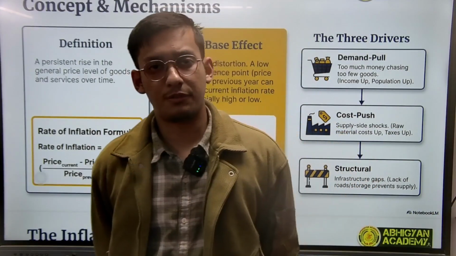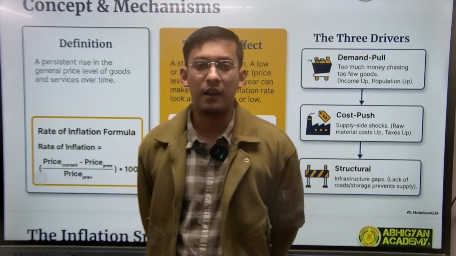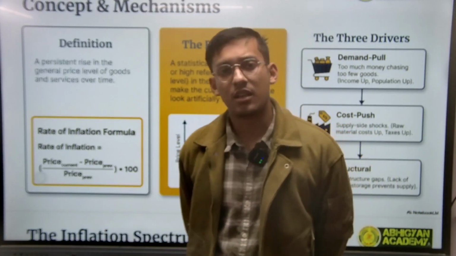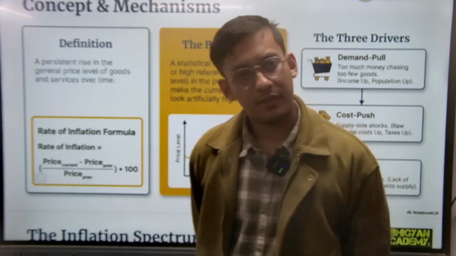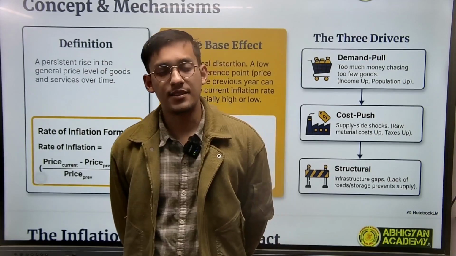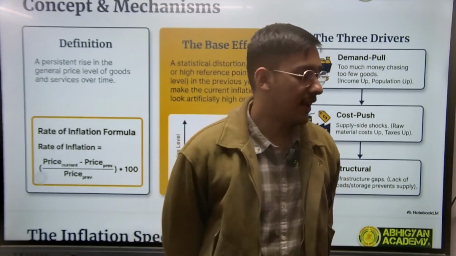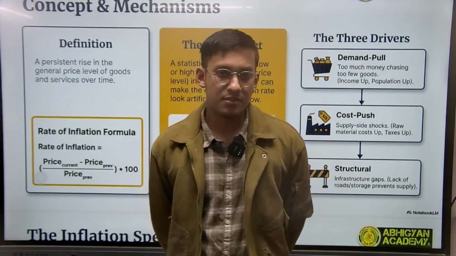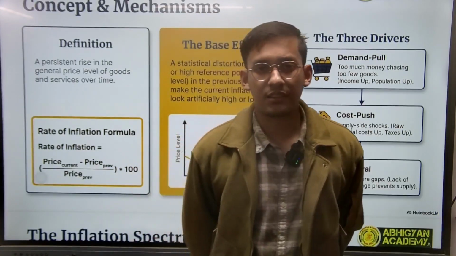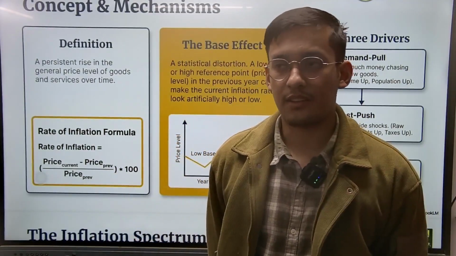Then we have cost push. I like to explain this with an example of Parle-G biscuits, right? If the price of wheat increases, the price of biscuits will definitely increase. So that is cost push. Raw material prices increase, so the final product price increases. Lastly, we have structural. So what is structural? Structural is inflation due to any other factor such as a logistical issue, such as a shipping issue, anything of that sort.